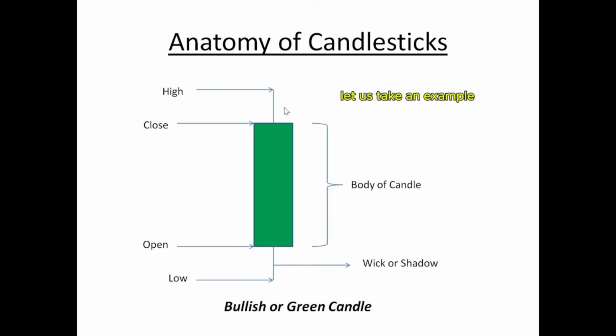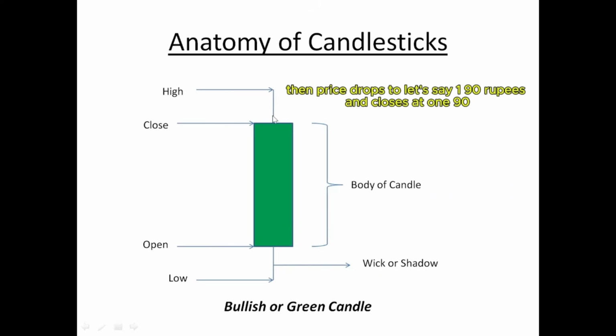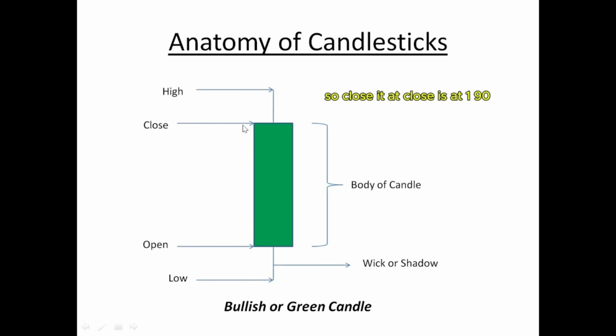Let us take an example. Let us say the price opened here at 100 rupees. It went down till 90 rupees. Then the price went up till, let's say, 200 rupees. Then price drops to, let's say, 190 rupees and closes at 190. So close is at 190, open is at 100. So open is less than close, price moved higher. That's why it is a bullish candlestick.